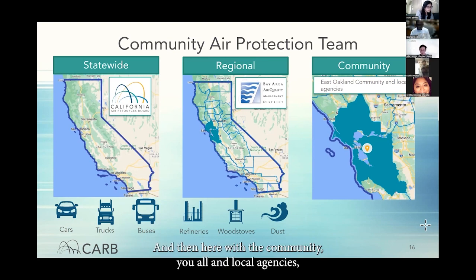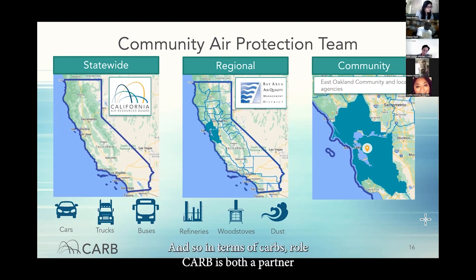And then here with the community, you all and local agencies, that's great to have at the table here, providing that local expertise, lived experience to inform the solutions and strategies in the SERP. And that really makes up our team here working together at this table.